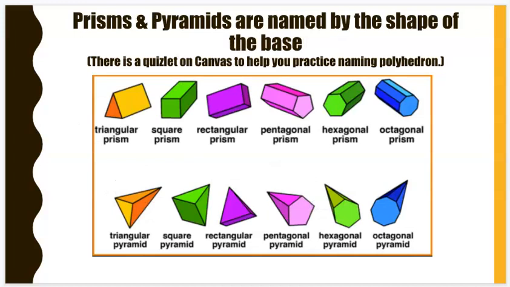So here are examples of prisms and pyramids so you can see the differences and similarities between them. There's also a Quizlet where you can practice naming the polyhedron.